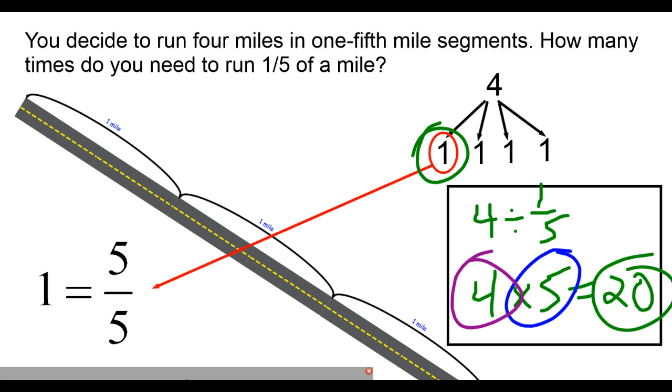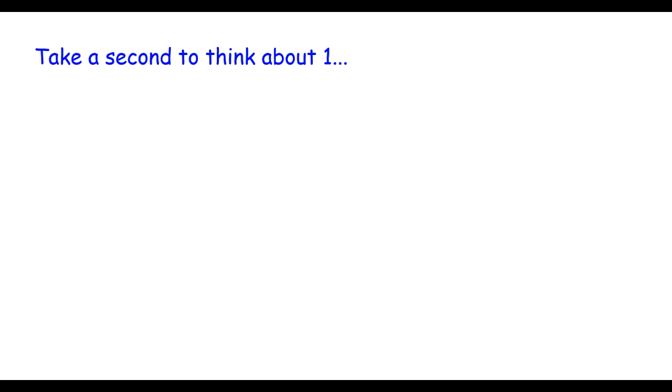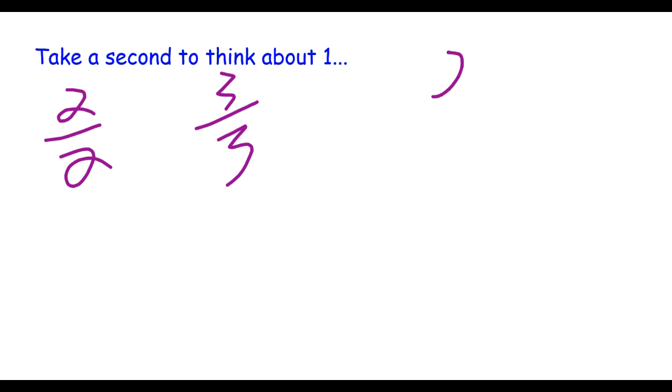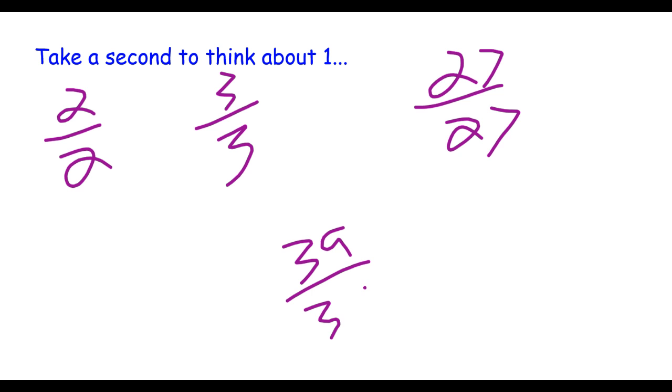So what you might have noticed in all of the previous examples, 1 divided by 1/4, 1 divided by 1/5, 4 divided by 1/5, is we ended up using the denominator and making copies of that. Because if we think about 1, we can split 1 into as many different pieces as we want. We have 2 halves, we have 3/3, we have 27 27ths, we have 39 39ths. We can do whatever we want with 1 as far as a fraction is concerned. When the numerator and denominator are the same, we have 1 complete value.